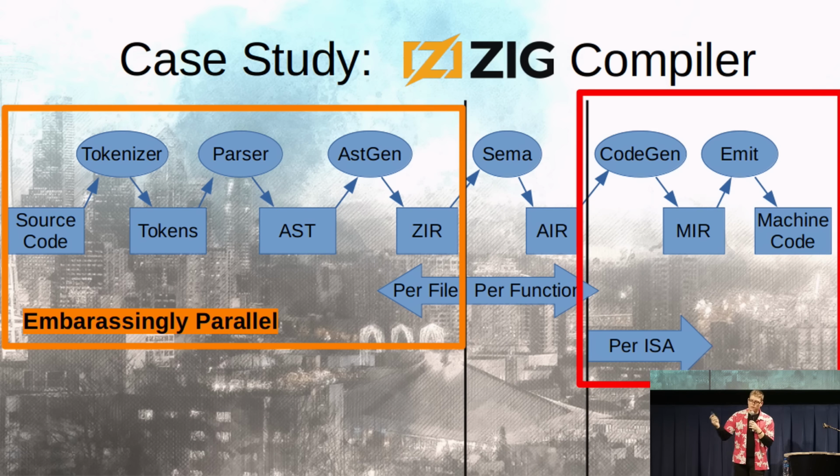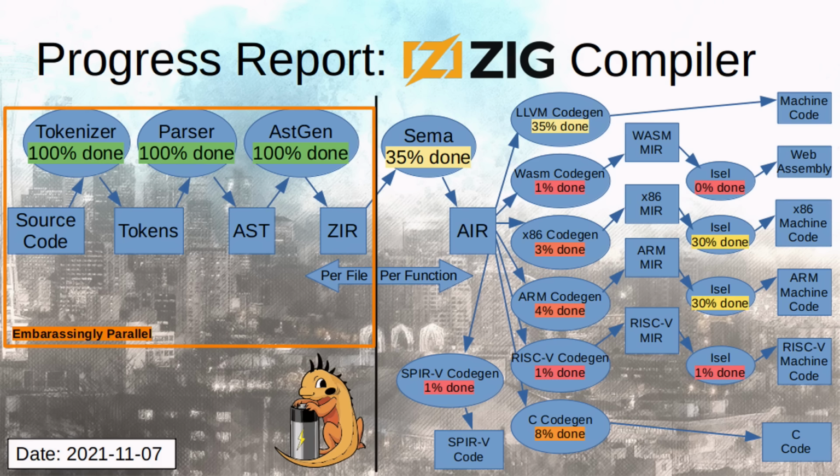But let me just zoom in and tell you, okay, where are we at? What's going on here? So I made this slide so that you can kind of see the idea. The part that I gave you that stat on, that part's done, okay? But we're still working on the back end. So we're at about 35% of the behavior tests passing for the self-hosted compiler.